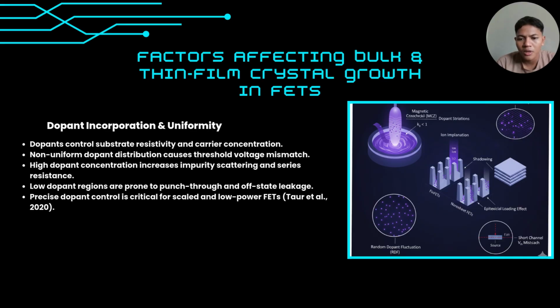Next, dopant incorporation and uniformity. Dopant control sets substrate resistivity and carrier concentration. Non-uniform dopant distribution causes threshold voltage mismatch. High dopant concentration increases impurity scattering and series resistance. Low dopant regions are prone to punch-through and off-state leakage. Based on Tour et al., precise dopant control is critical for scaled and low-power FETs.